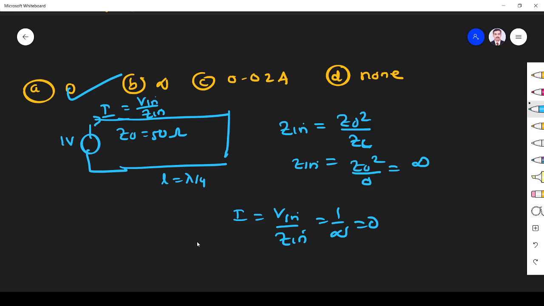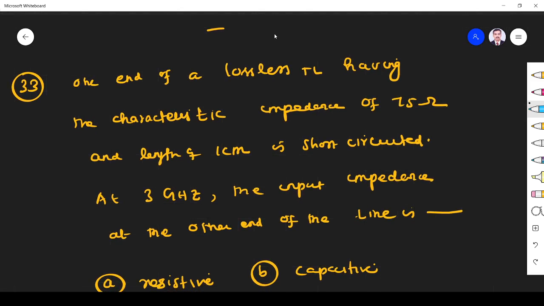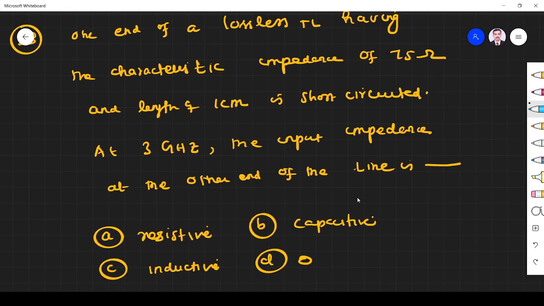Okay, next question. One end of a transmission line having a characteristic impedance of 75 ohm and length of 1 centimeter is short circuited at 3 gigahertz. What is the input impedance at the other end of the line? Let us solve this problem. We have to find whether it is capacitive, resistive or inductive.